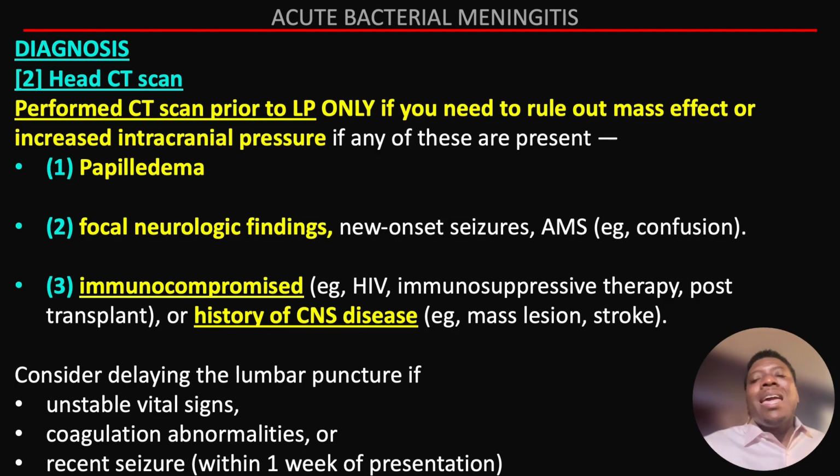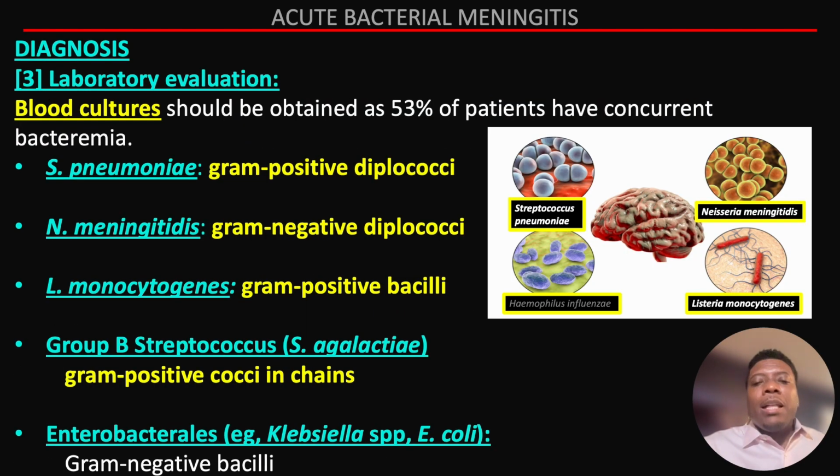Also, if they're one of those immunocompromised states or have a history of CNS disease, you may also want to consider doing neuroimaging before performing the LP. If you decide to delay the imaging, you should do blood cultures, antibiotics, imaging, and then LP. The laboratory findings that are important are going to be getting the blood cultures to look for the classic bacteria that are causing the meningitis as well.